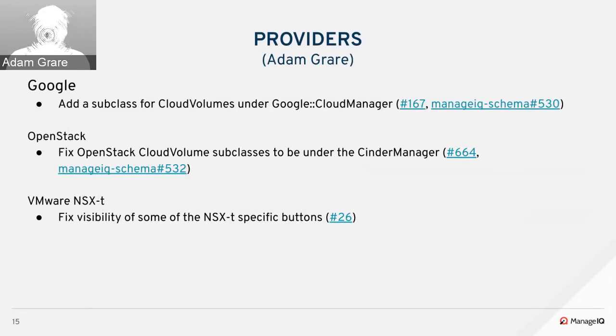There's an issue with some of the buttons on the NSXT provider where it was causing issues if you didn't have an NSXT provider added. So if you're trying to, for example, add a network router, it would hang on the UI because it was looking for an NSXT provider when really that button shouldn't have been shown. So we fixed the visibility of those buttons. So now if you don't have an NSXT provider for a button that requires one, the button will be grayed out.